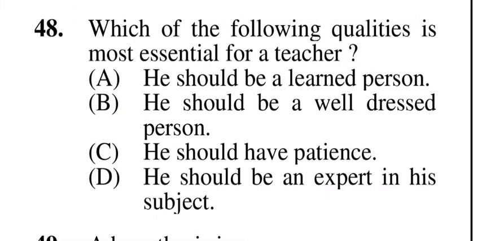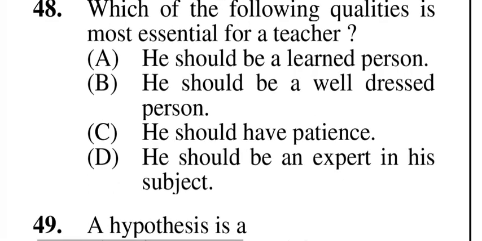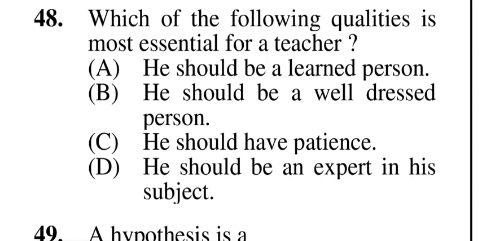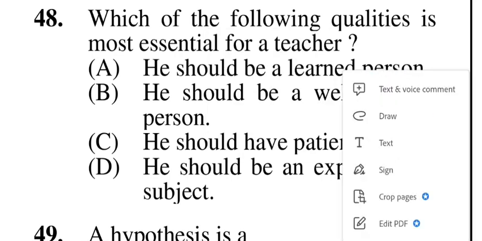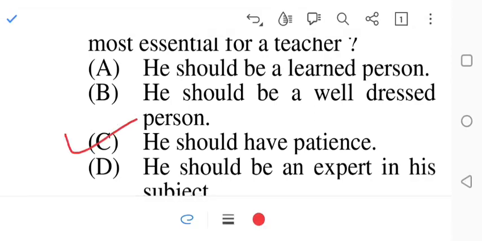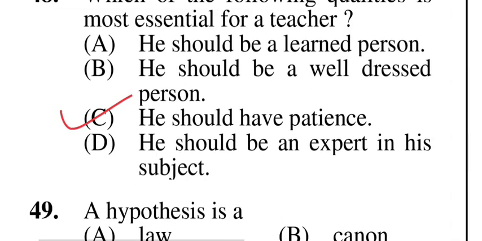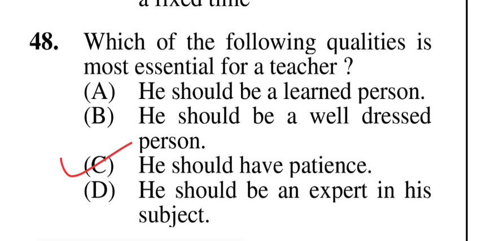48. Which of the following qualities is most essential for a teacher? He should be a learned person. He should be a well-dressed person. He should have patience. He should be an expert in his subject. So the correct option of this question will be number C. He should have patience. A teacher must have patience. Without patience, it will be very difficult to handle a class or student. Therefore, patience is the quality that is most essential for a teacher.